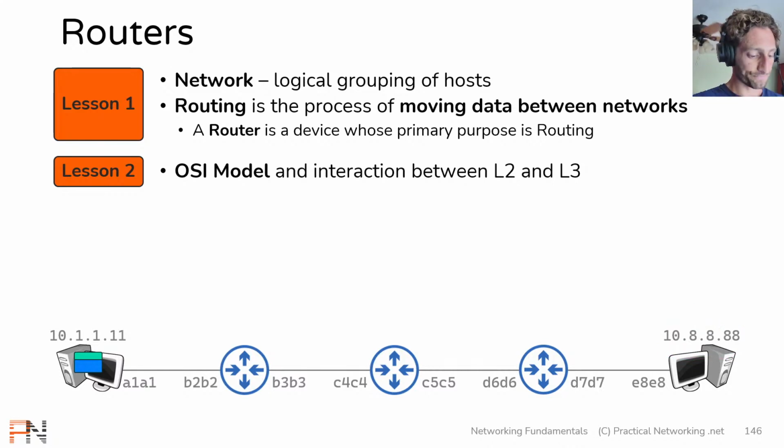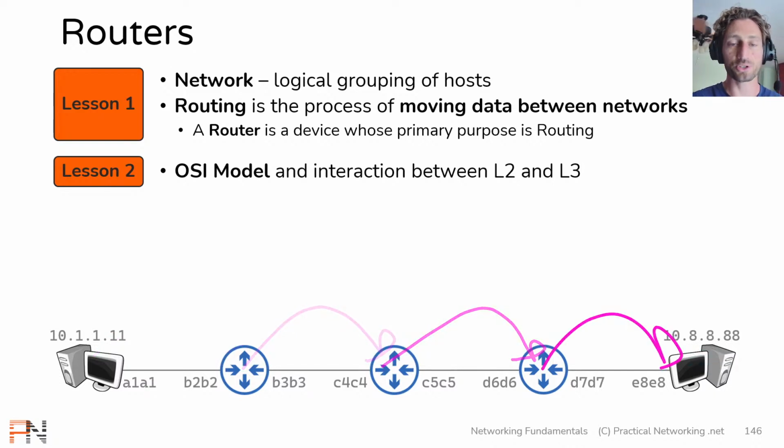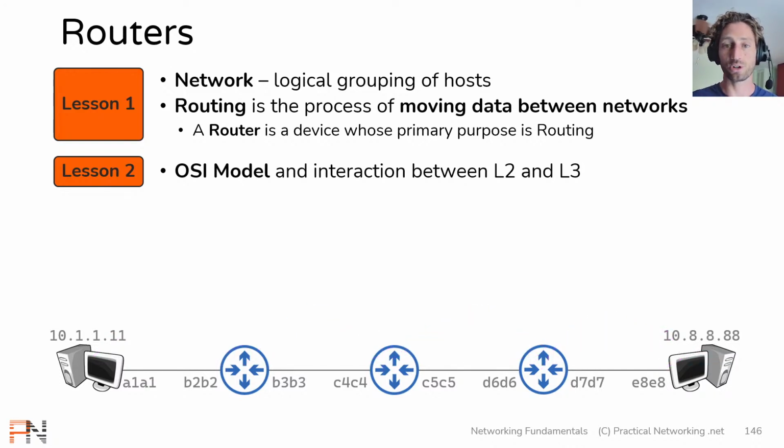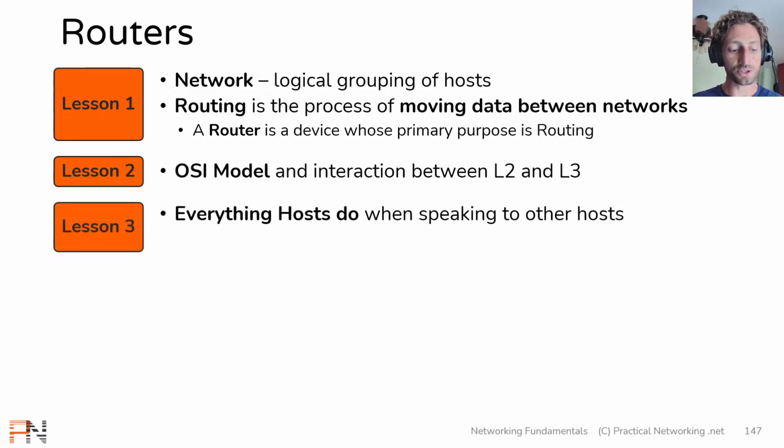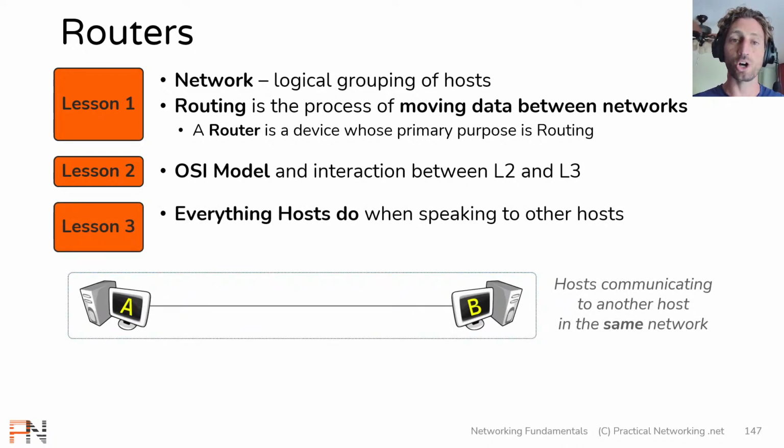Then, the host had to add a new Layer 2 header. I should say a new Layer 2 header was added and removed at every single hop on the path to account for jumping between router to router all the way until it got to the final host. That is the interaction between Layer 2 and Layer 3, and we discussed that in Lesson 2 of the Network Fundamentals series. Then, finally, in Lesson 3, we started to discuss everything that the hosts do insofar as network communication.